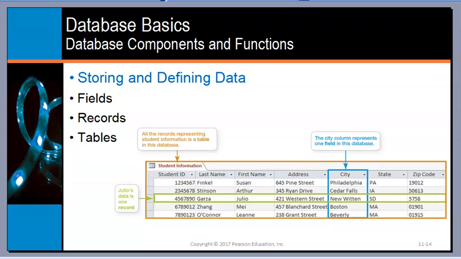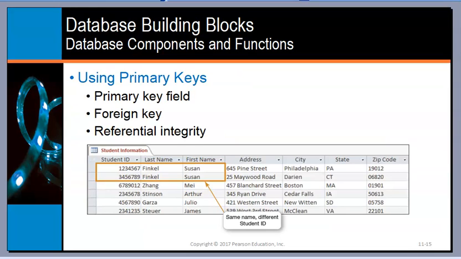Within all databases, some concepts are the same. We talk about storing and defining data. For relational databases, for example, we're going to talk about organizing the information into fields, records, and tables. We're going to talk about the use of primary keys, which are unique to the database, as well as foreign key fields and referential integrity.